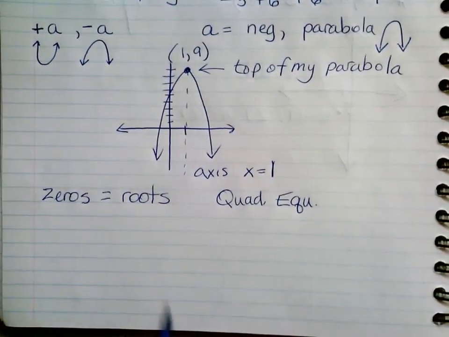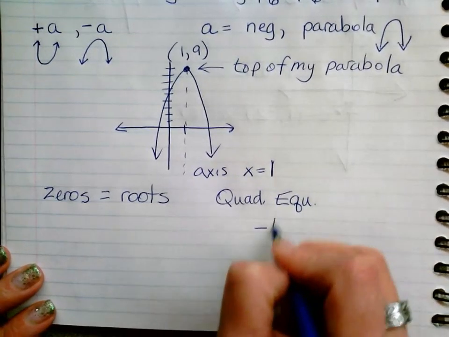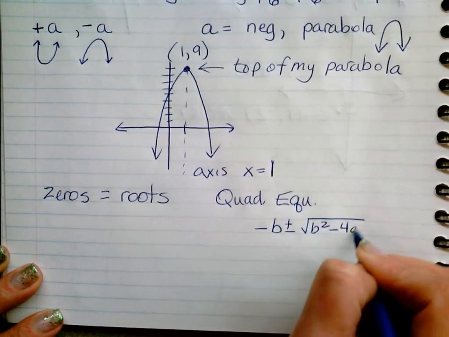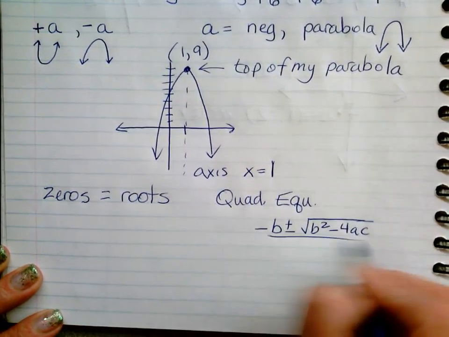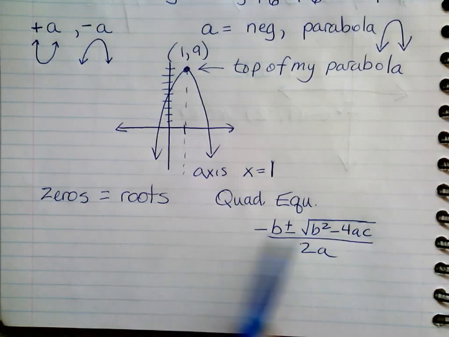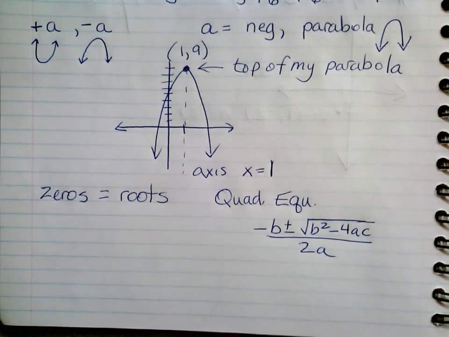Okay, quadratic equation. Opposite of b plus or minus. I always have to go back and make sure I'm copying it right, guys. It's too much for me to have memorized. Let's make sure I have it right. Let's find it real quick. Opposite of b plus minus the square root of b squared minus 4ac, over 2a. Okay, very good.